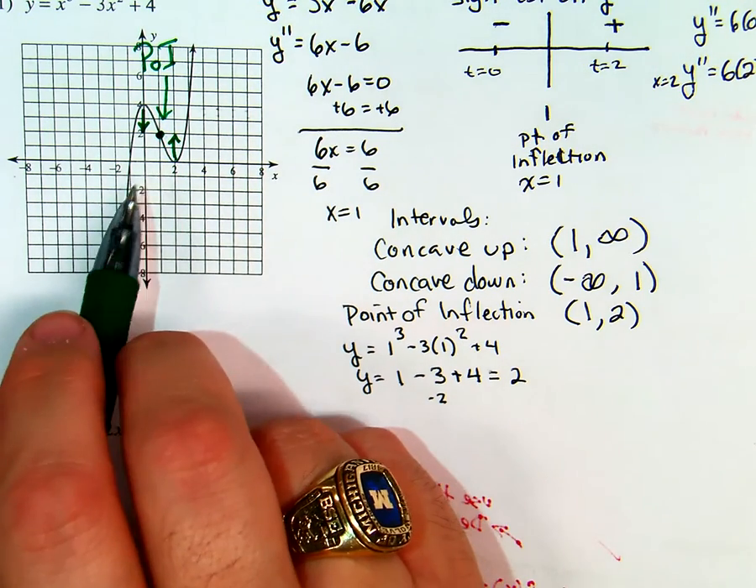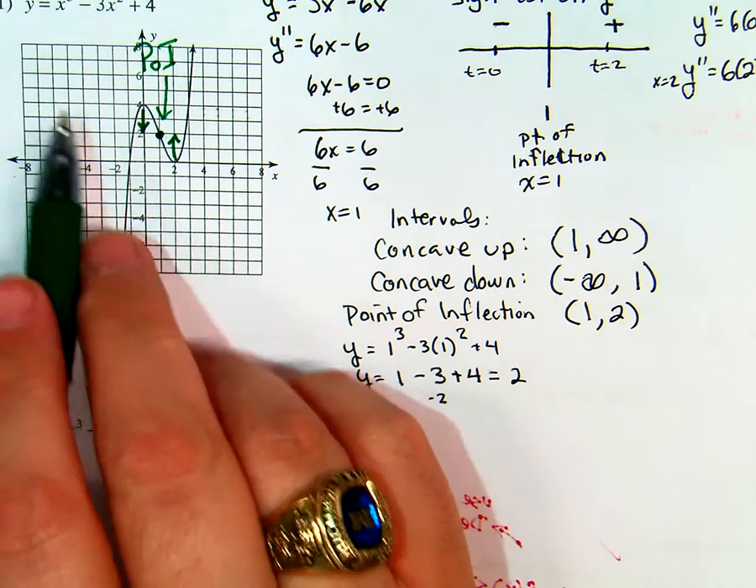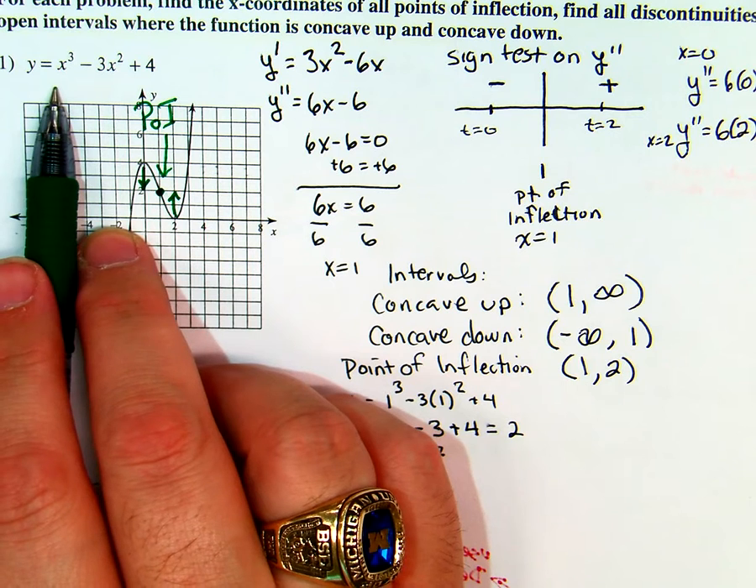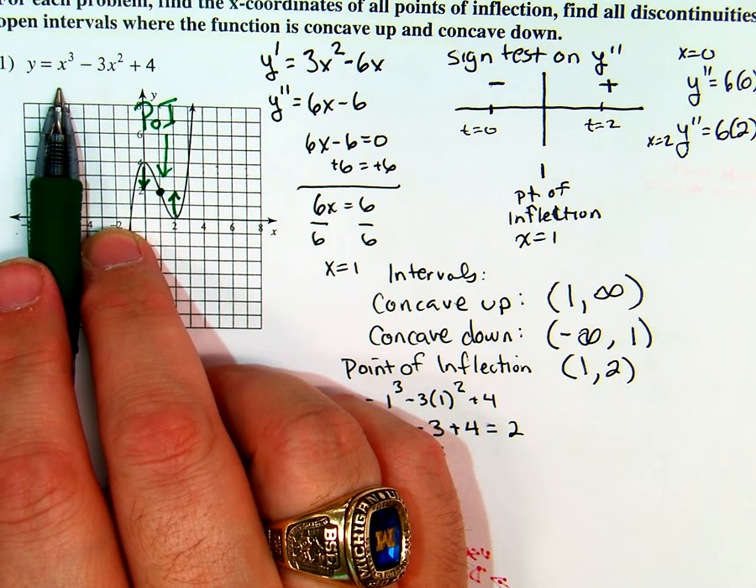But you should never, ever trust the graph when you have the function. Do your tests on the function, because the tests on the function are going to get the correct answer 100% of the time.